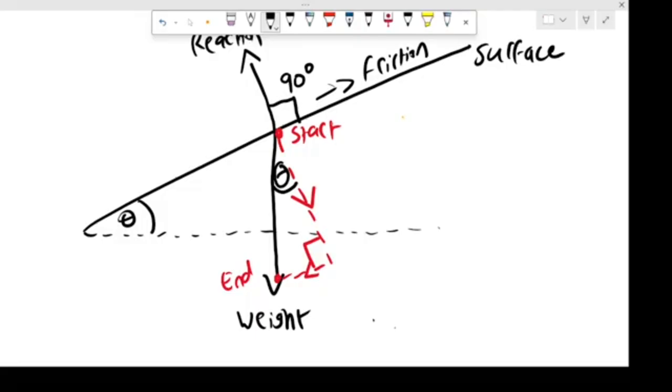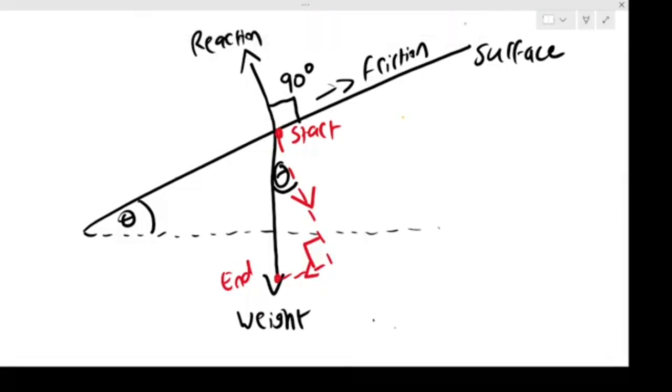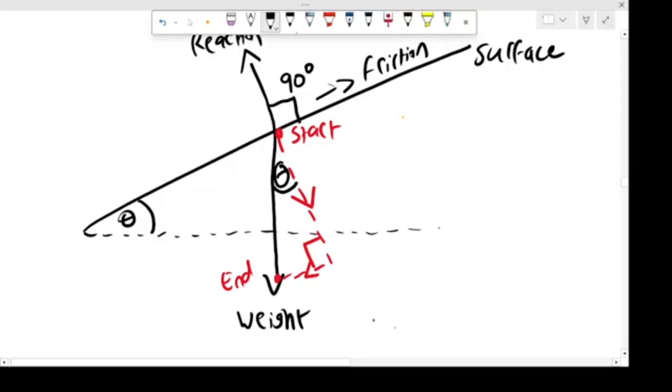Why? Very quickly, if we consider this triangle here, we know that angle's theta, and hopefully you can spot this is 90 degrees. Because all three angles in a triangle have to add up to 180, 180 take away 90 take away theta gets me 90 minus theta. That's this angle here. Now, get rid of this. There we are.